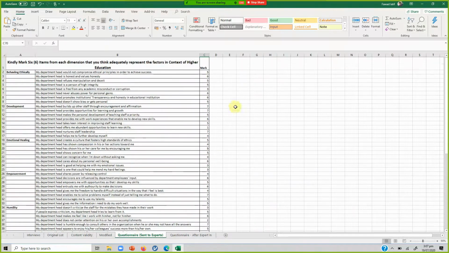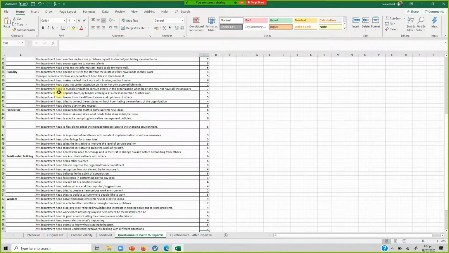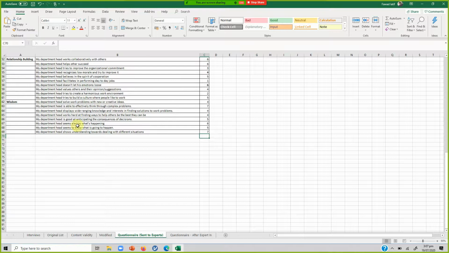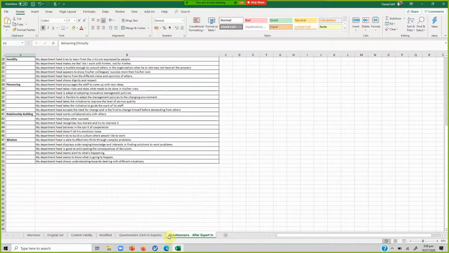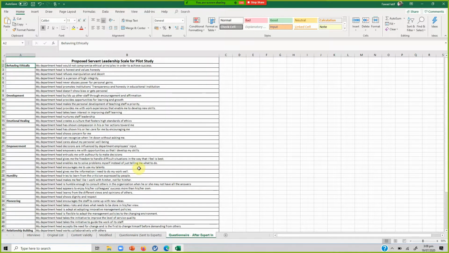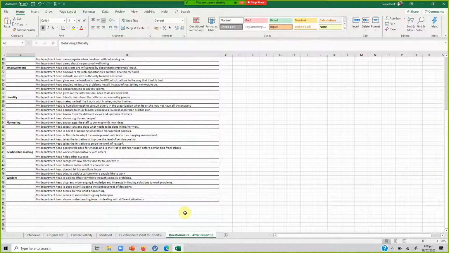Again, the questionnaire was sent to the experts. Our scale was at this moment 69 items. That is too big. So we asked them to mark 6 items for each dimension that they think adequately represent the factors in the context of higher education. So we went to the experts once, revised our items, and went back again. And once they marked, we had 52 items.